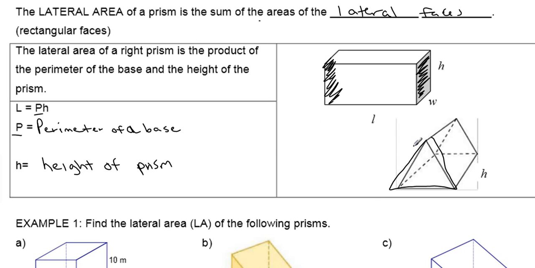The height of the prism will be the length of the side that you're not using when you find the perimeter of the base. So the height would be one of the sides of the rectangle going horizontally. It would not include the side lengths of the triangle that we use to find our perimeter.